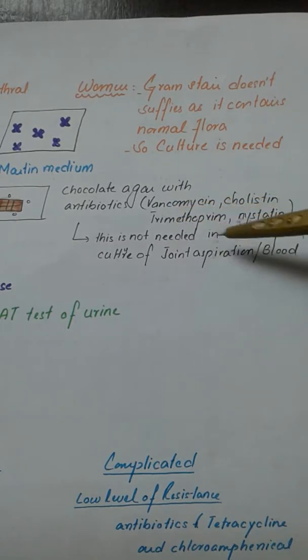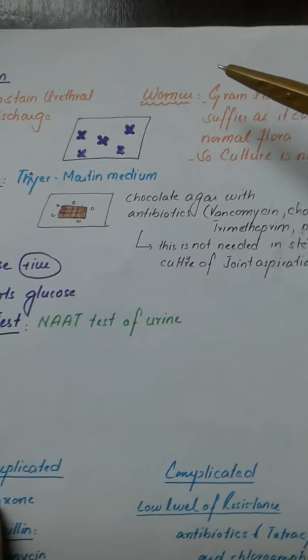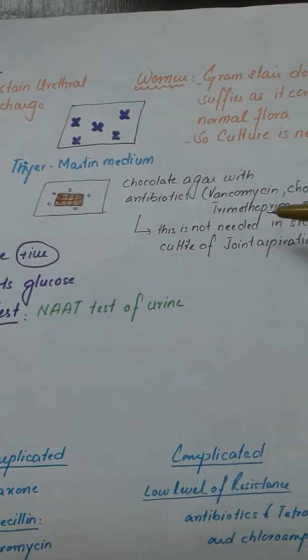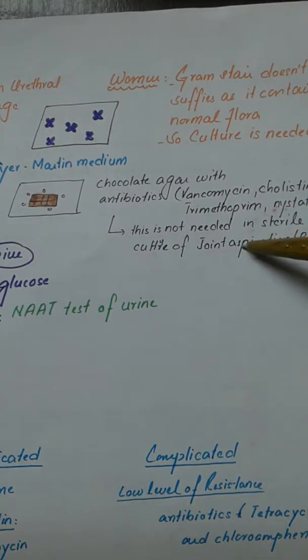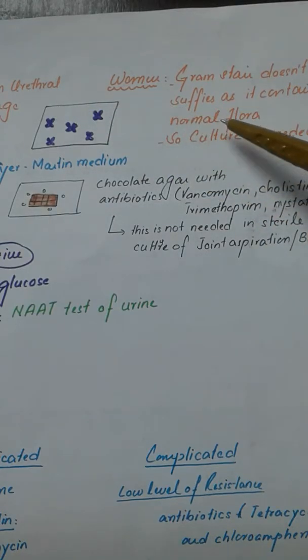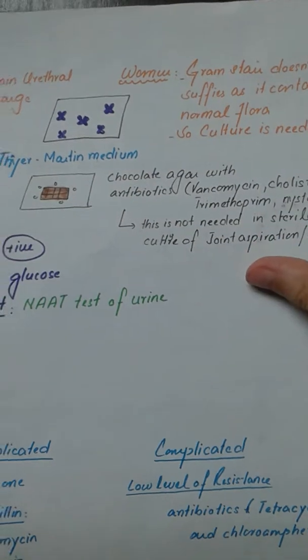So, this is not needed for sterile fluid from joint aspiration or for blood, but it is needed only for the urethral discharge in order to overcome the flora. From the joint aspiration we can see the organism directly, but from the urethral discharge we need a culture in order to grow the organism or in order to see the organism.